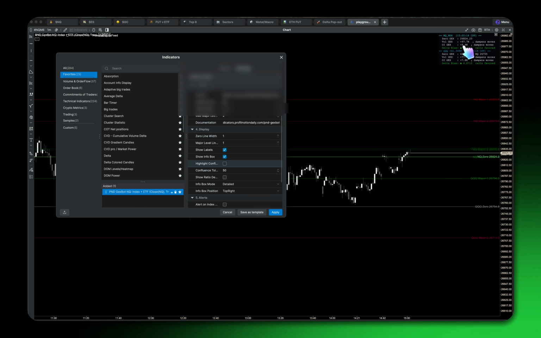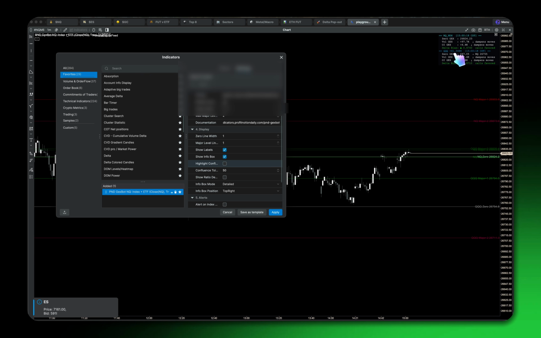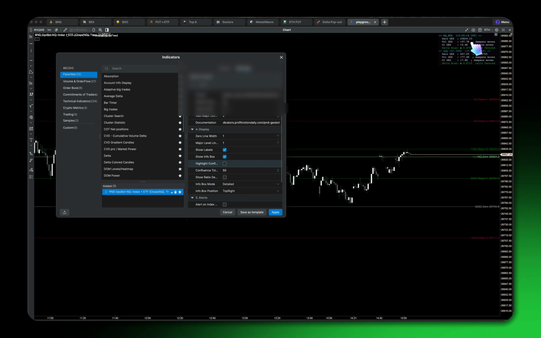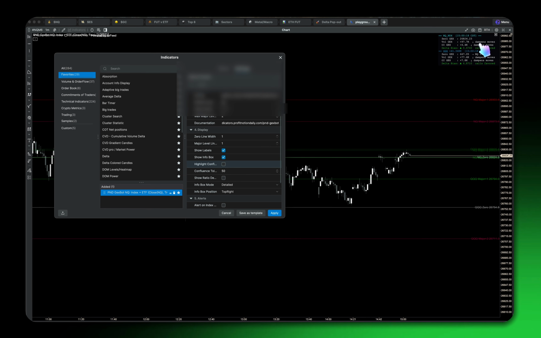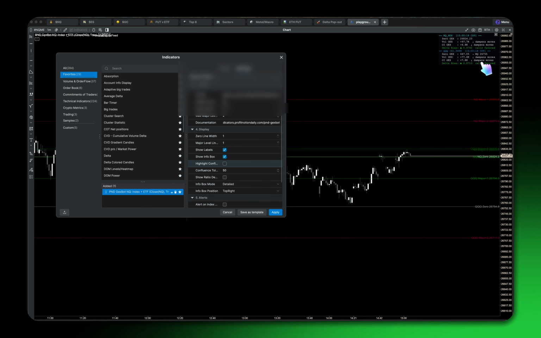And then the info box shows you where 0 GEX is, from a QQQ perspective or a SPY perspective. Then it gives you a note of what the volume GEX and the open interest GEX look like. If it's positive, you get a little hint that says we're in a positive GEX profile, so dealers are going to dampen the moves.